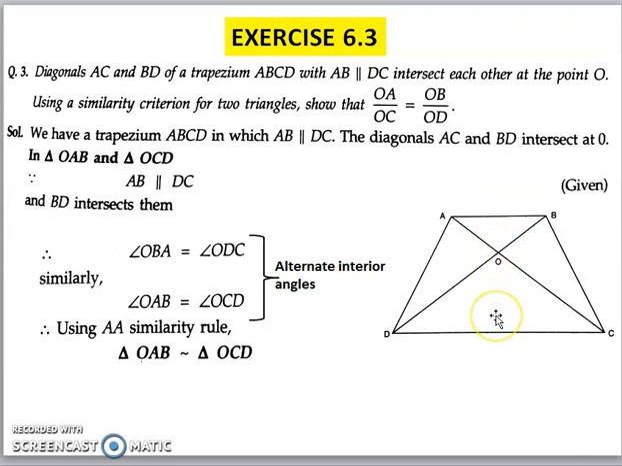So these two triangles are similar and therefore their corresponding sides will be proportional. Once you have proved the triangles similar, then you can say all corresponding angles are equal and all corresponding sides are proportional. So therefore OA by OC is equal to OB by OD.